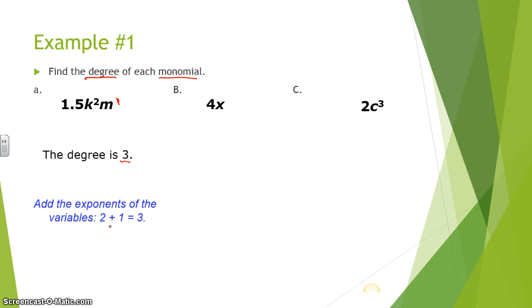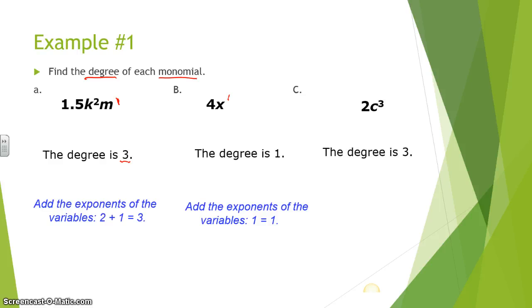Looking at B, we have 4x, and we have to determine which degree this would be. And when we look at this, the degree is going to be 1 because x has no exponent, so when there's no exponent, it's automatically 1. And we add the exponents of the variables, and since we only have one variable, no exponent, it'd just be 1. Here we have 2c to the third power, so our degree here is going to be 3, because c is raised to the third power. Again, we think of adding the exponents of your variables. You just have one variable with an exponent of 3, so your degree here is going to be 3.